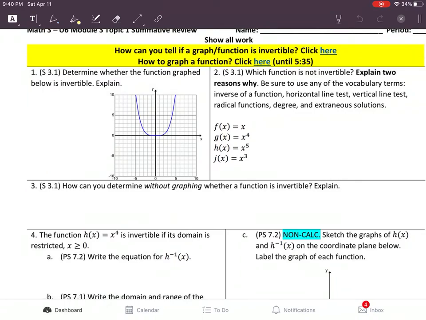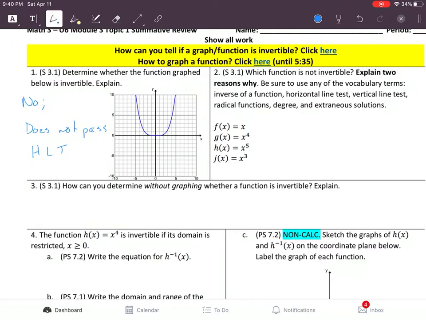So number 1, determine whether a function graphed below is invertible. It is not invertible, because it does not pass the horizontal line test. I'm going to abbreviate. You shouldn't, but I'm going to because I don't have much space.